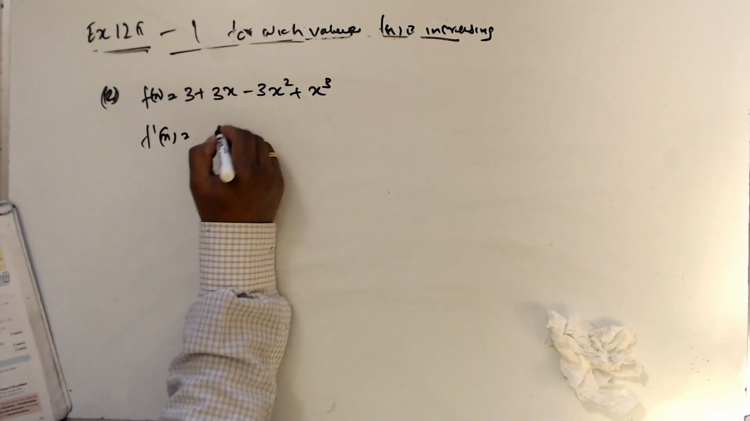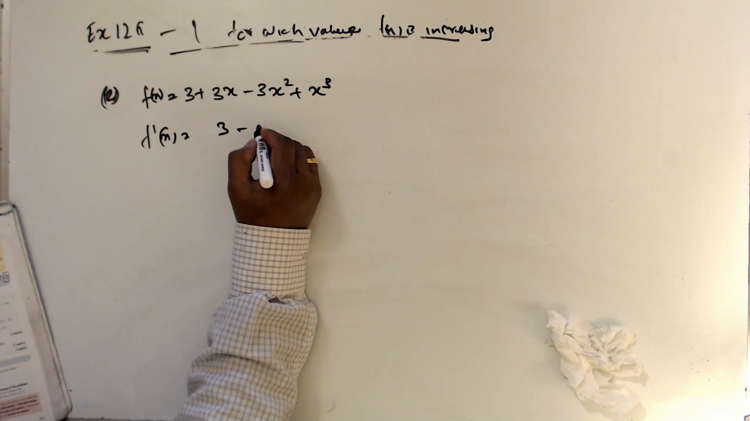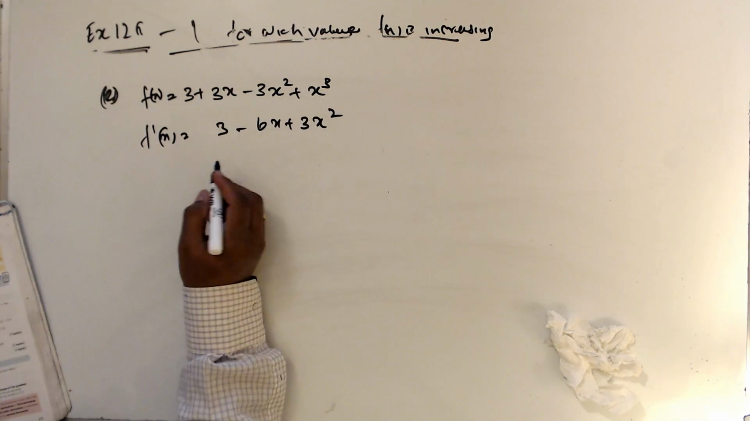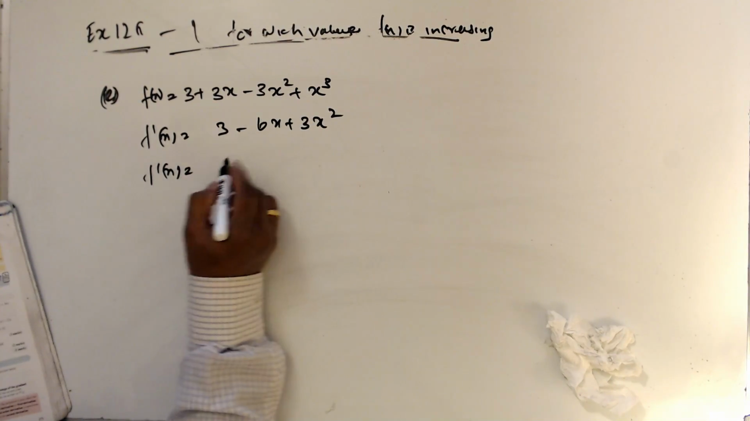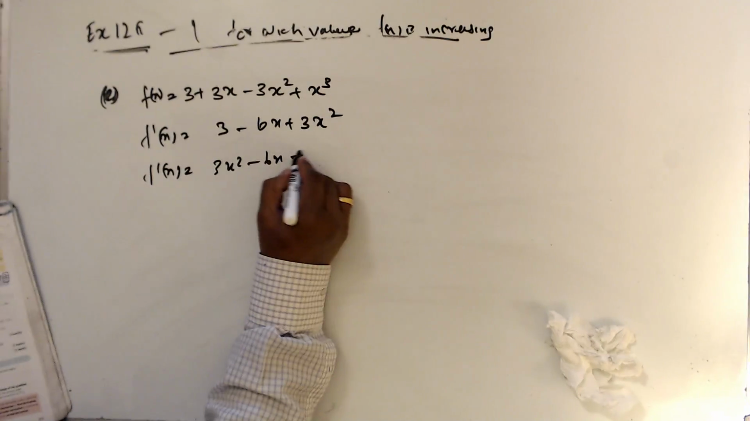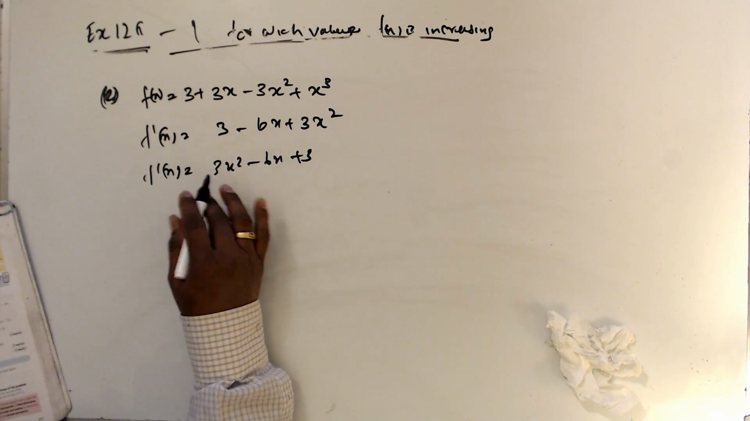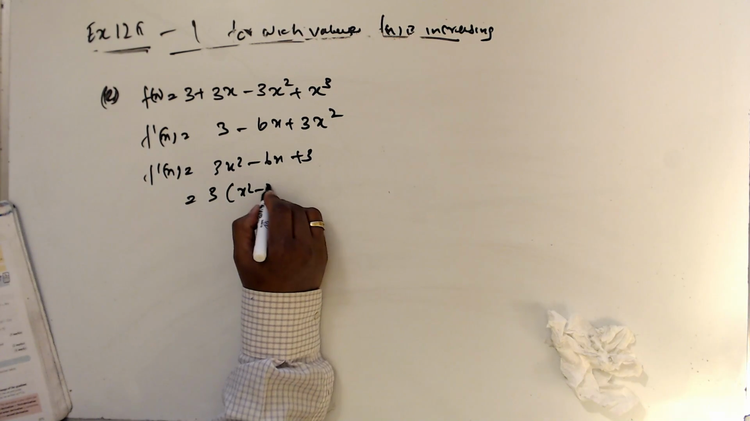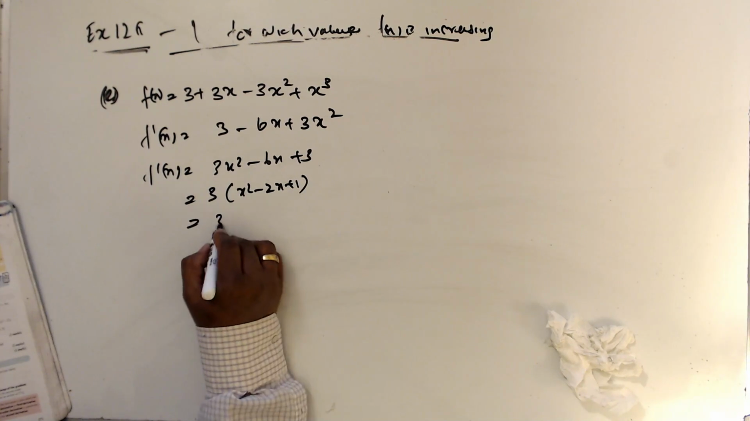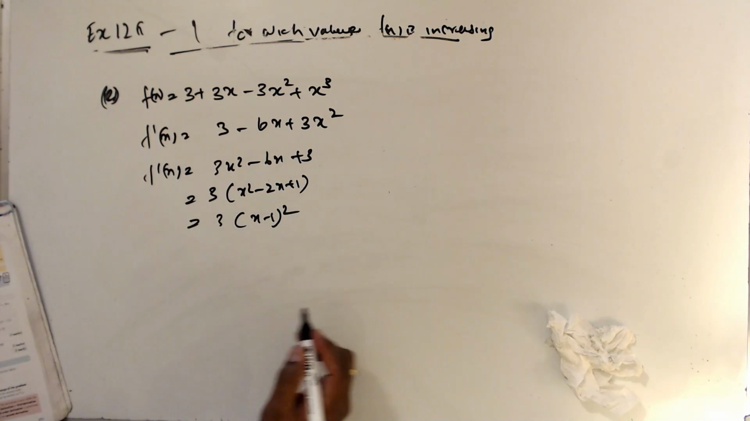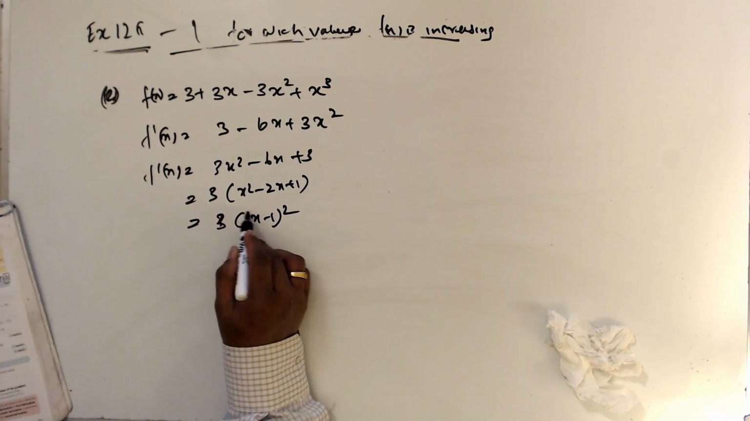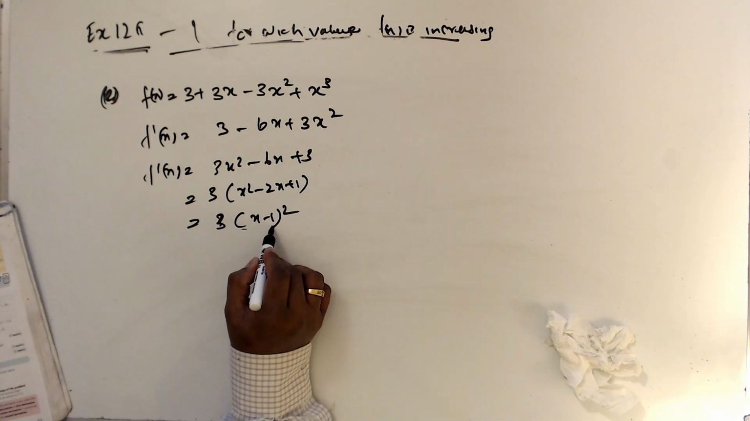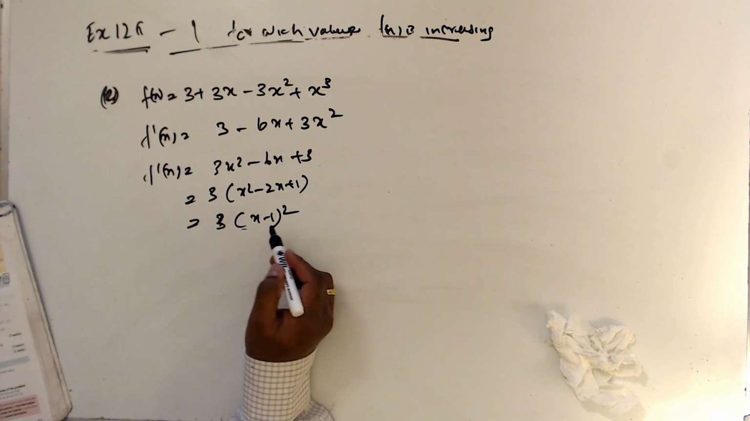Now f dash x is 3x square minus 6x plus 3. I can see 3 is common, so x square minus 2x plus 1. So this is 3 times x minus 1 square. Now, what can you tell about this x minus 1 square? You can tell this x minus 1 square is positive. For which values?